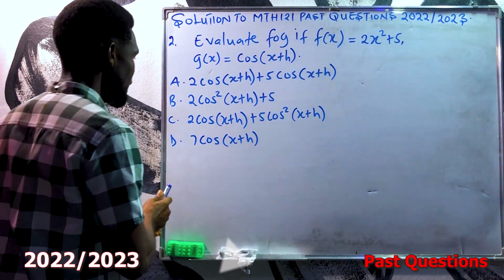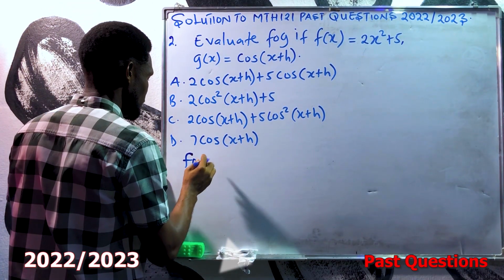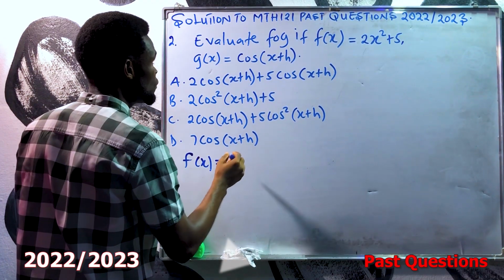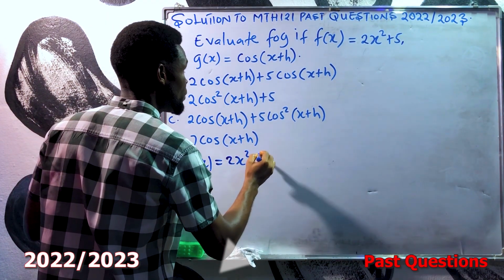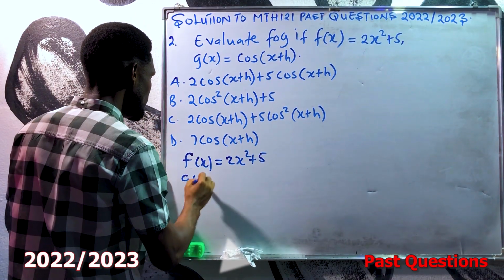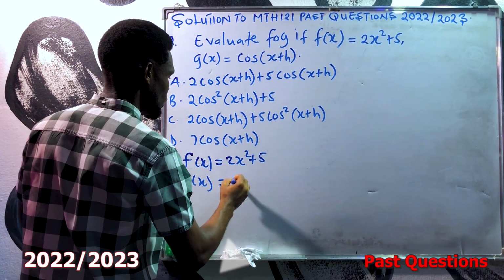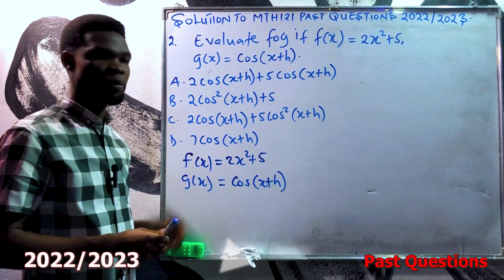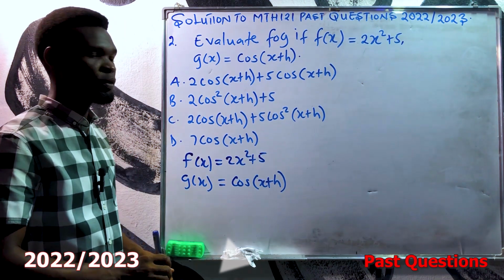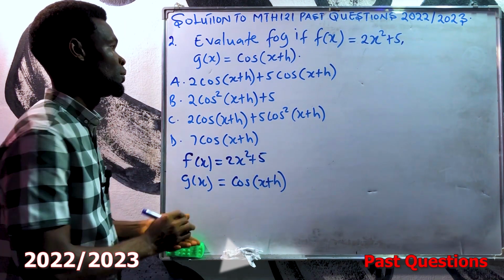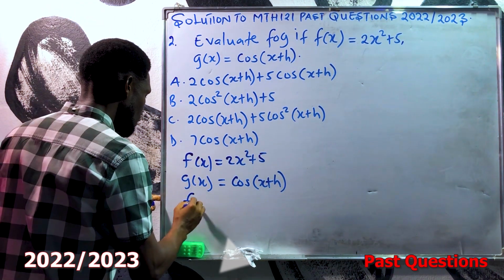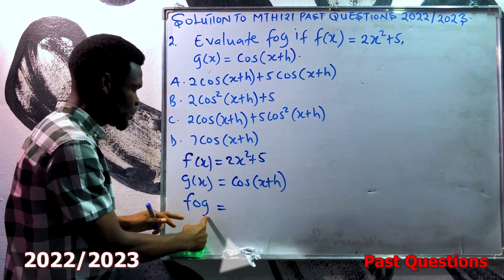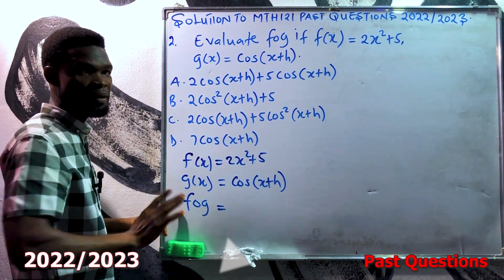So I have f of x to be equal to 2x squared plus 5. And I have g of x is equal to cos x plus h. This is polynomial function and this is trigonometric function. Now, what do we mean when we say composition? Without wasting time, f composition g is simply carry the function g and put it inside f. It is as simple as that.